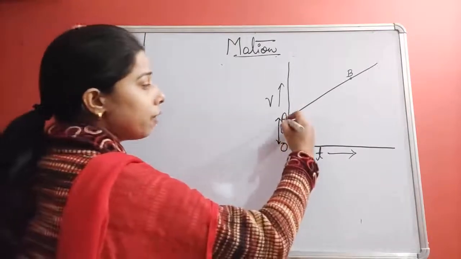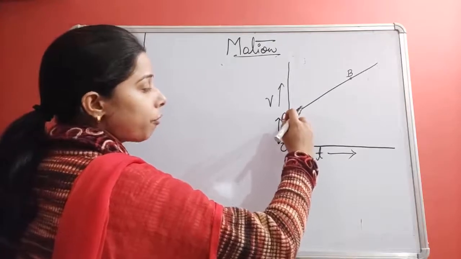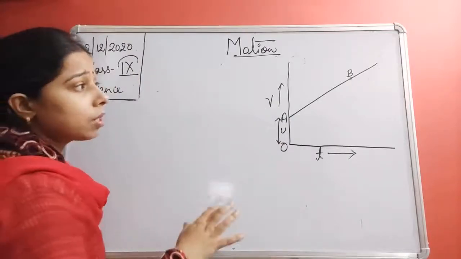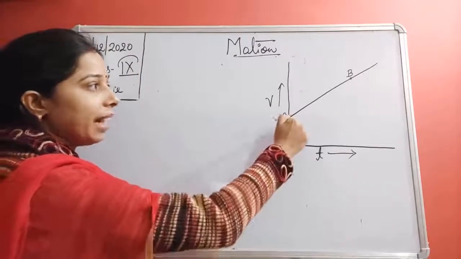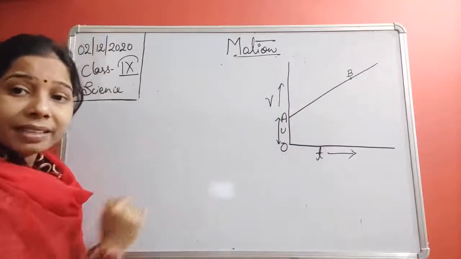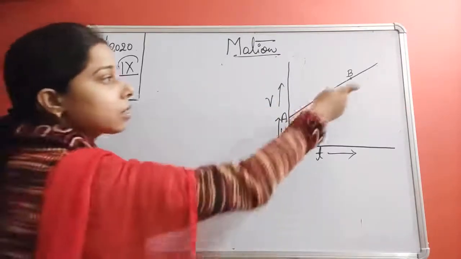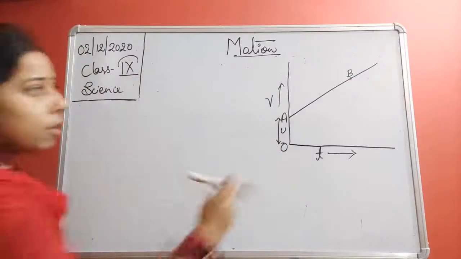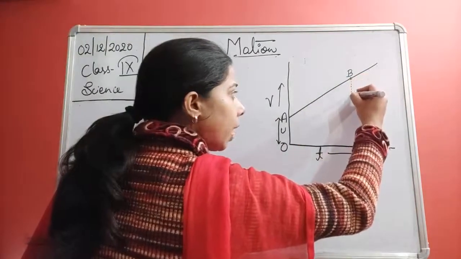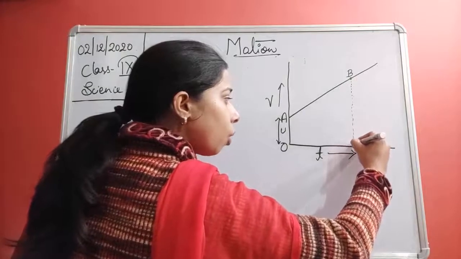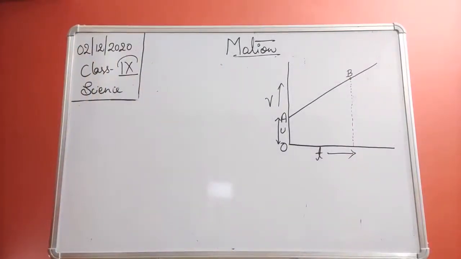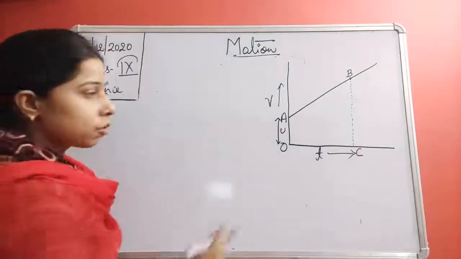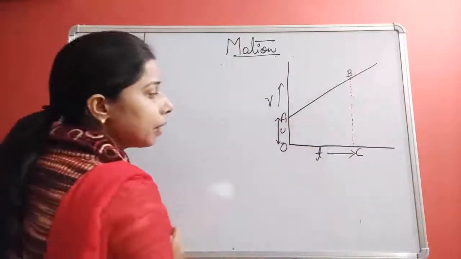Now it travels from A to B. So the acceleration, which means the change in velocity that occurs in the body from A to B, will be represented by the slope, that is AB. Now we can complete this graph by drawing a perpendicular line from B to the time axis. Here we are making it C. So this is O, this is A, this is B, and this is C.